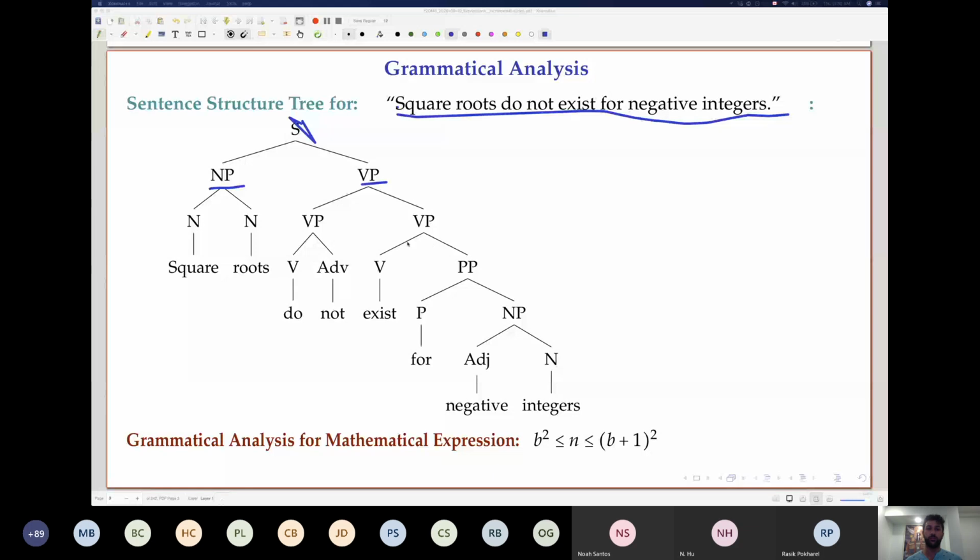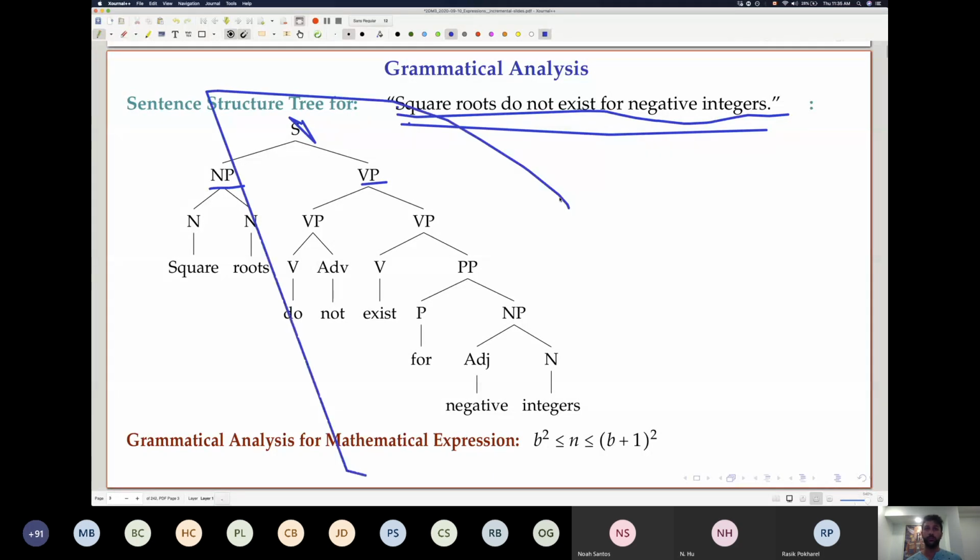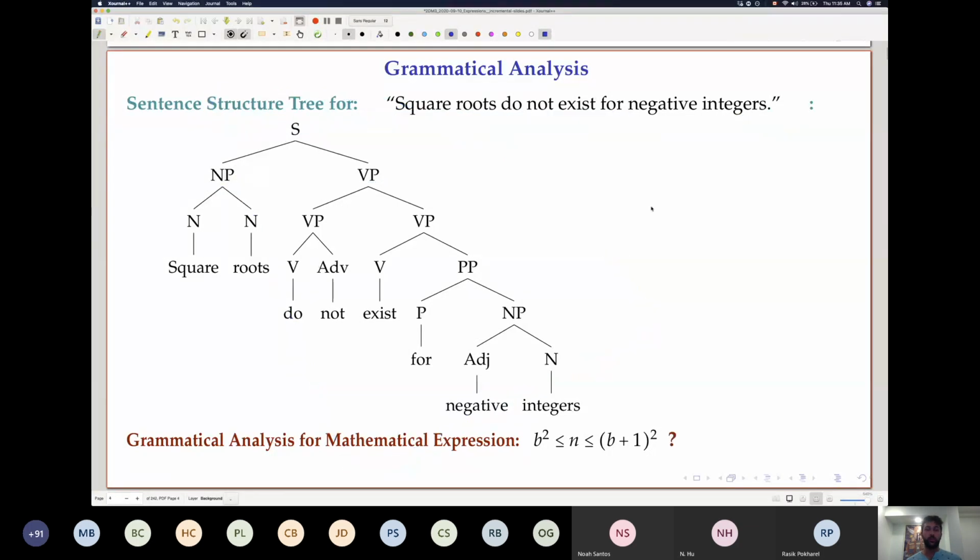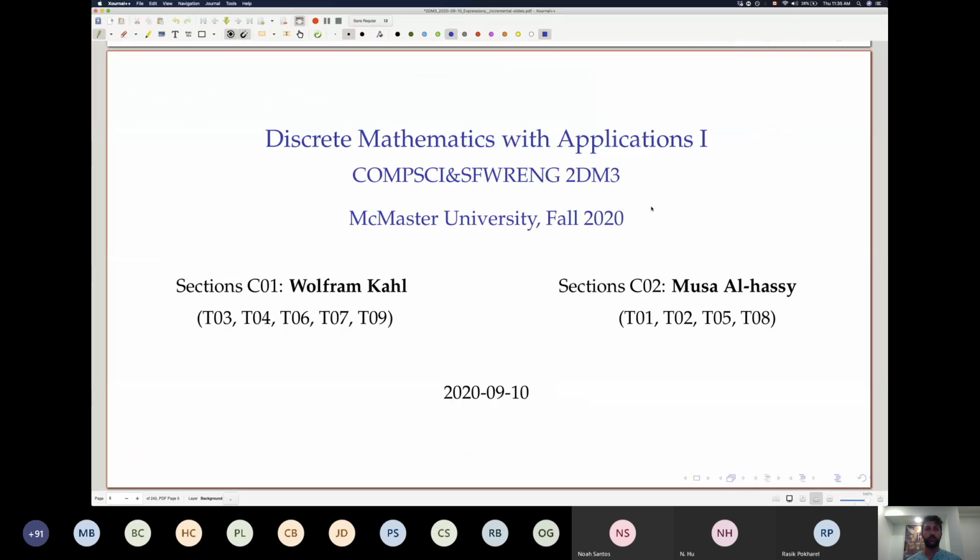And then finally, yet another verbal phrase. So this is also known as grammatical analysis, and we're not going to do a lot of it, but it's important to understand the structure. You have a linear sentence, square roots do not exist for negative integers, and you can turn it into a tree. So let's see how we can do the same thing for mathematical expressions as well.